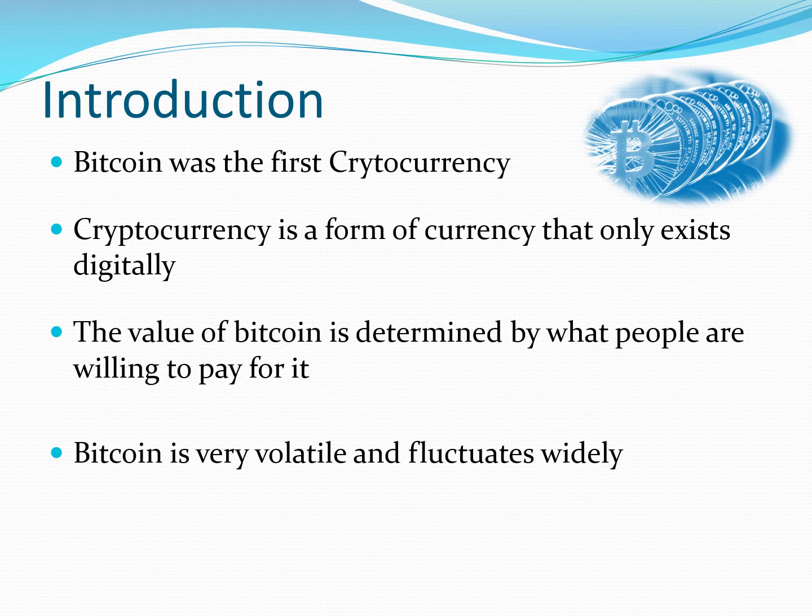So a short introduction about Bitcoins. Bitcoin was actually the first cryptocurrency introduced in late 2008 and early 2009. So what is a cryptocurrency? A cryptocurrency is a form of currency that only exists digitally. And the value of a Bitcoin is determined by what people are willing to pay for it, which makes it actually very volatile and fluctuates widely.